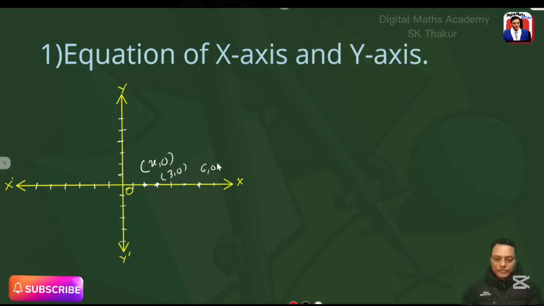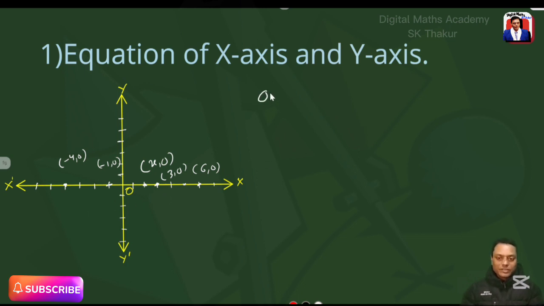That is 6, 0. On that side, the coordinates of that point will be minus 1, 0. Coordinate of this point, 1, 2, 3, 4, that will be minus 4, 0. So on the x-axis we see the coordinates of all the points will be x coordinate, 0. That is, y coordinate of all the points on x-axis is 0, isn't it?